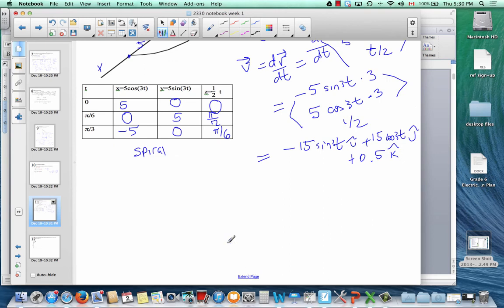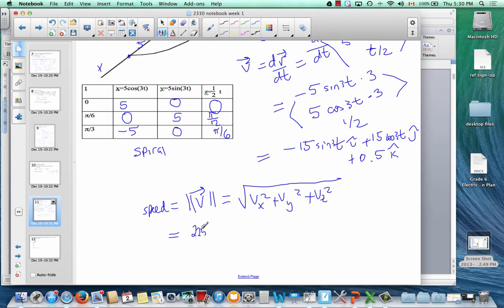Well, the speed is the length of the velocity vector. And in 3 dimensions, we find the length of the velocity vector by using 3-dimensional Pythagoras. So we're going to square the x, the y, and the z velocities. We're going to square them, add them, and root them. This is the 3-dimensional generalization of Pythagoras. So that means we've got minus 15 squared. Well, the minus is gravy. That disappears. So we get 15 squared sine squared.